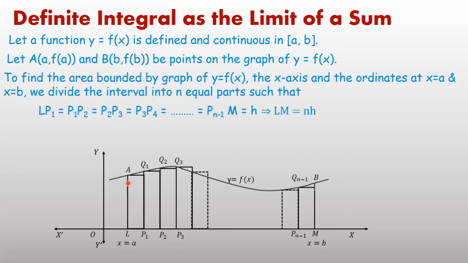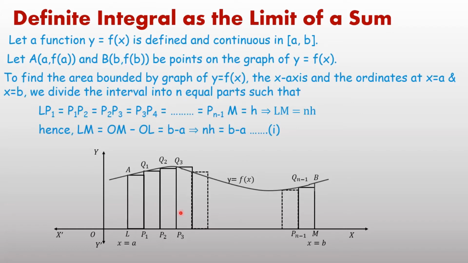Now the height of each rectangular part. The first rectangle, if you observe, the height of the first rectangle is f(a). The second rectangle height is f(a+h). Similarly, the height of the third rectangle is f(a+2h). And in this pattern, the height of the last rectangle is f(a+(n-1)h).